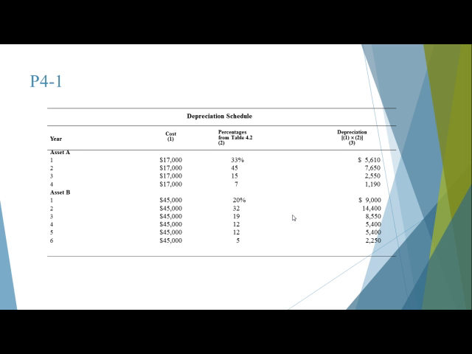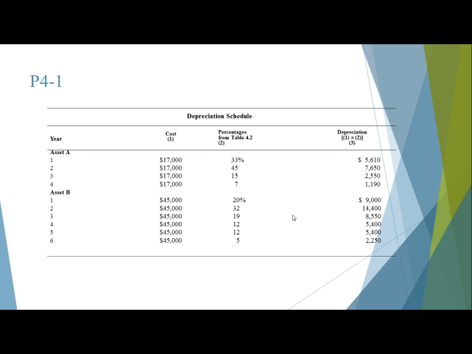To figure out the first year depreciation, we multiply 17,000 by 33%, which is the depreciation rate based on table 4.2. So the annual depreciation in year 1 for asset A is 5,610. In year 2, we multiply the initial cost by 45% to figure out the annual depreciation in year 2, and so on and so forth.